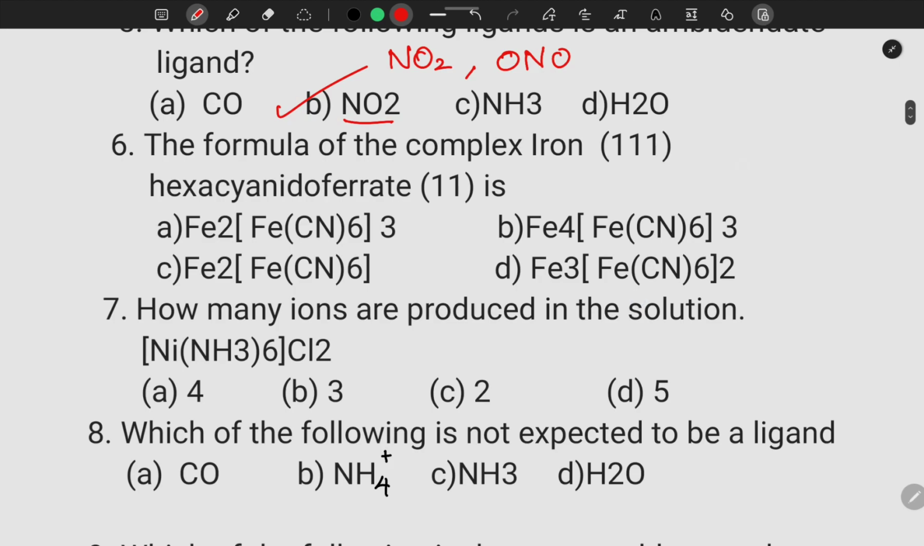The formula of the complex iron(III) hexacyanidoferrate(II). So let us write the formula like this. Now for balancing, iron's oxidation state is given as +3 and here it is +2. So the sum of the oxidation states is +4. When we crisscross, here we will get 4 and here we will get 3. So Fe4[Fe(CN)6]3. So our option is B.